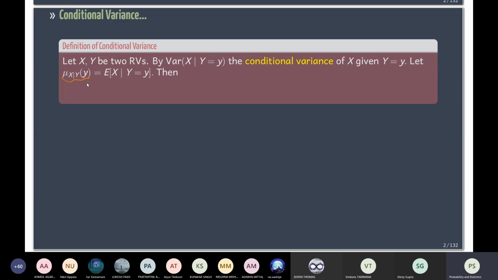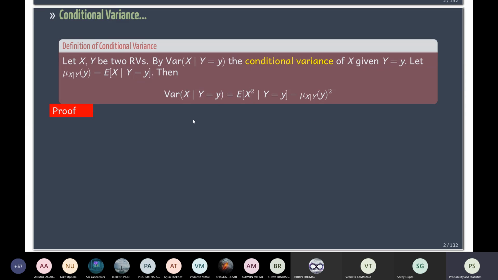If we use a new notation, mu x given y to be this. So earlier we used mu for expectation of x. Now for the conditional we are using this notation, and we are also adding this subscript to mean the conditional expectation. Then the way it is defined is this.